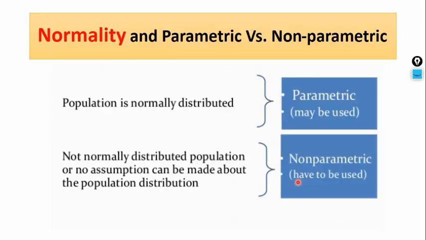Normality and parametric versus non-parametric test. If the population is normally distributed, we can select a parametric test. A parametric test may be used. If my data set is not normally distributed, or no assumption can be made about the population distribution, then we have to use a non-parametric test.